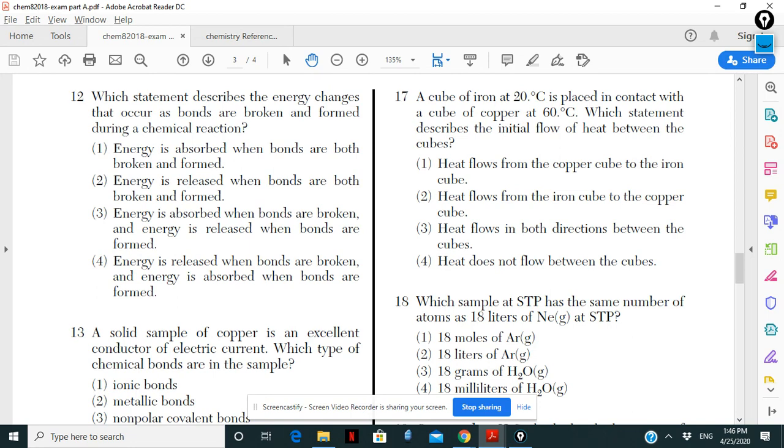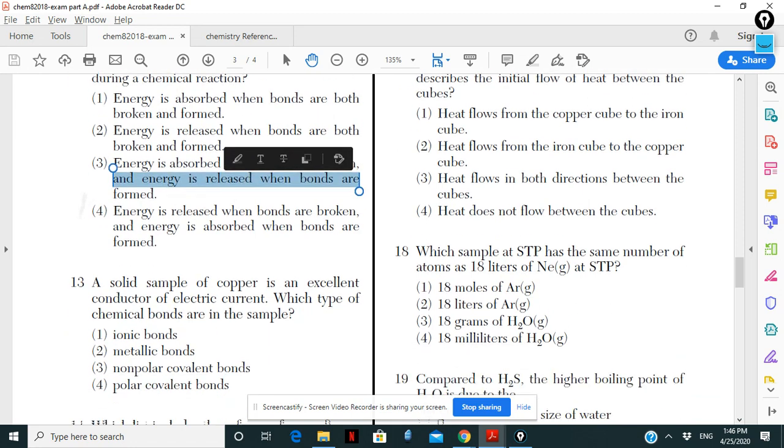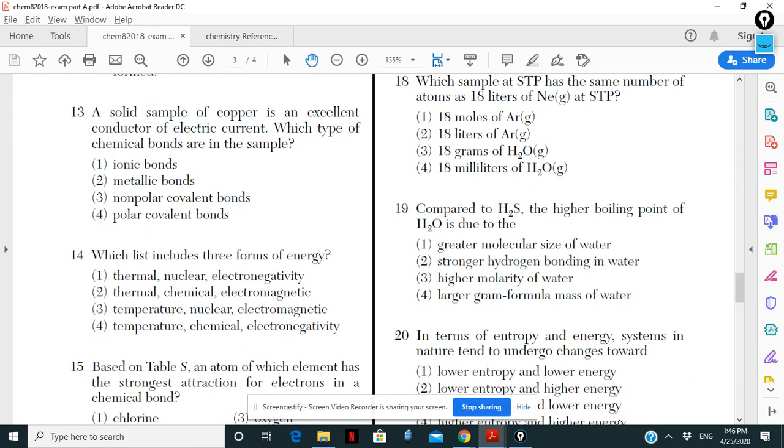So now, energy absorbed when bonds are both broken or formed? No. Energy is released when bonds are both broken or formed? No. I have an opposition. So to break down the bond, I need energy, and to form the bond, it releases energy. So energy is absorbed when the bonds are broken, and energy is released when the bonds are formed. So that's the correct answer, number 3. Now, question number 13.